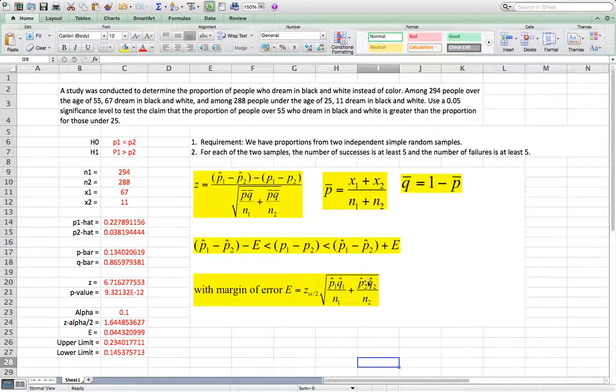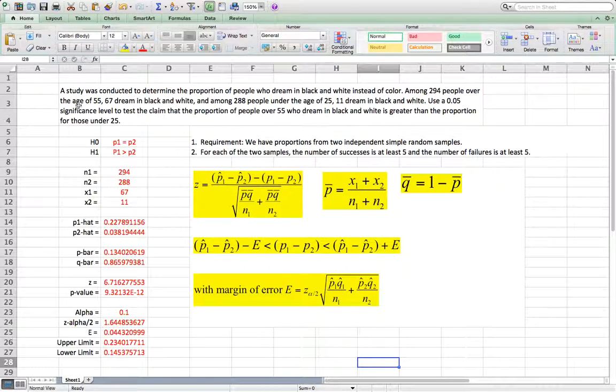So it is the square root of P1 hat multiplied by Q1 hat divided by N1, where Q1 hat is 1 minus P1 hat, plus P2 hat multiplied by Q2 hat divided by N2, where Q2 hat is 1 minus P2 hat. Okay, so after you understand all those, you just need to apply the data they give you in any problem to these formulas. Then you do the calculation slowly by using Excel.